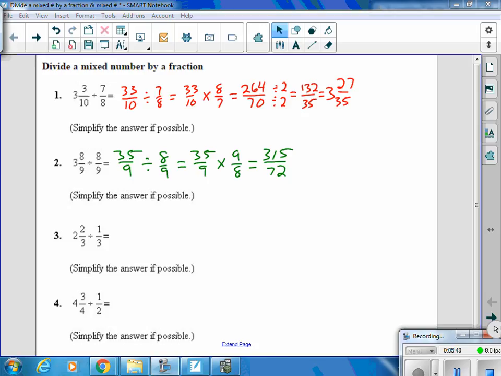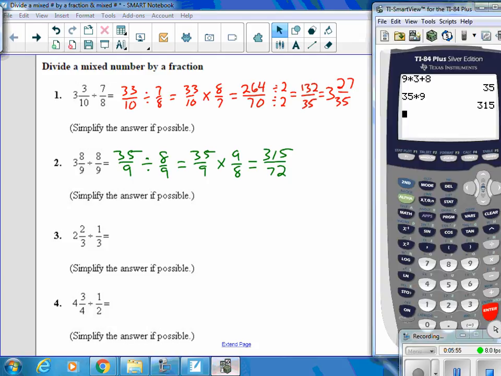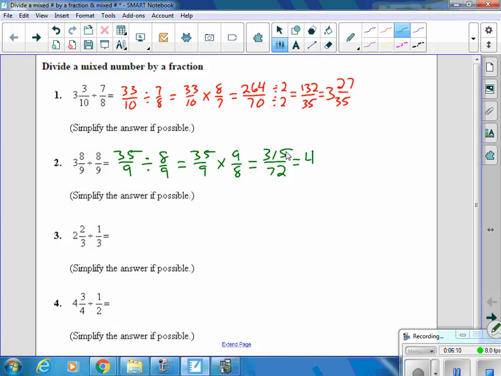Okay, what I'm going to choose to do here, though, is change this one back to a mixed number first. So my fraction, I get some smaller numbers, and then I'll have a better idea if I can simplify it or not. So I'm going to take the 315 divided by 72, and I get 4.375. Again, all I care about is the 4.